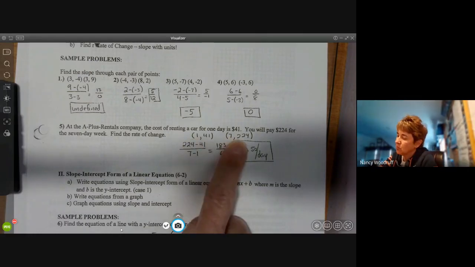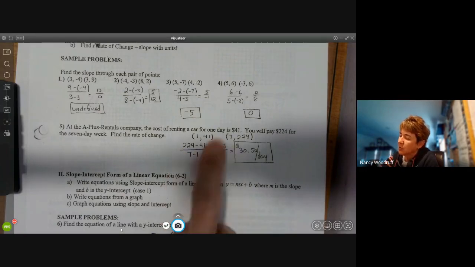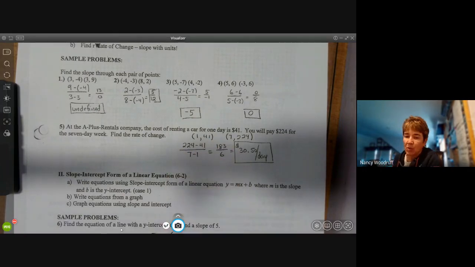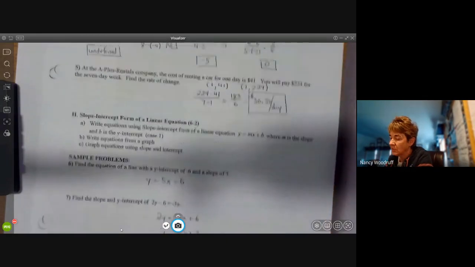So here are the 2 points, and I take y2 minus y1 over x2 minus x1. Don't leave it like this, divide it out. It will be $30.50 per day. Don't forget your 2 units. That's slope and rate of change. Okay, let's take a look now down at 6 and 7.